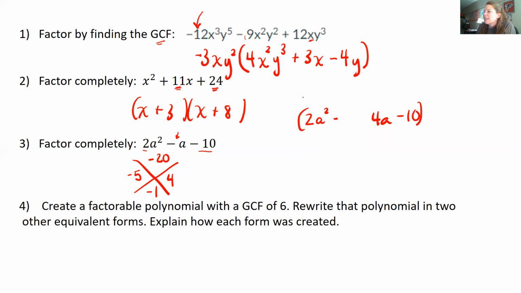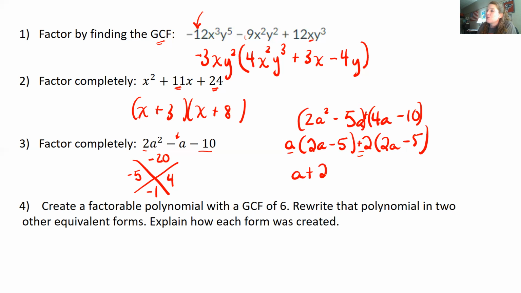Anyway, so this should have been 2a squared minus 5a plus 4a. All right, so anyway, now I do have a common factor in the first set. So I'm going to pull out an a, so I end up with 2a minus 5. And then the second group, I'm going to pull out a +2, so 4a divided by 2 is 2a, and -10 divided by 2 is -5. So then my 2 factors are, I'm going to put together what's outside the parentheses, a plus 2, and inside the parentheses I have 2a minus 5.